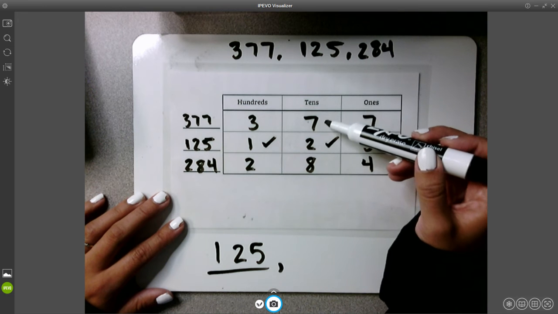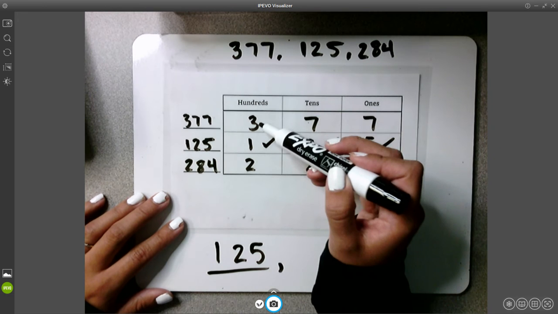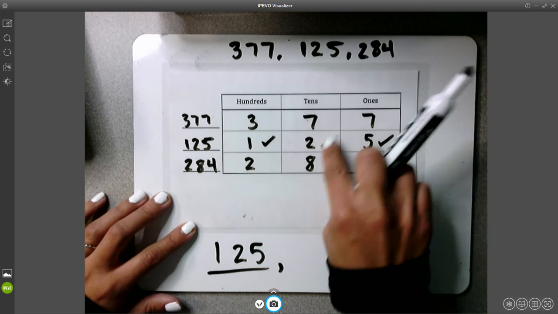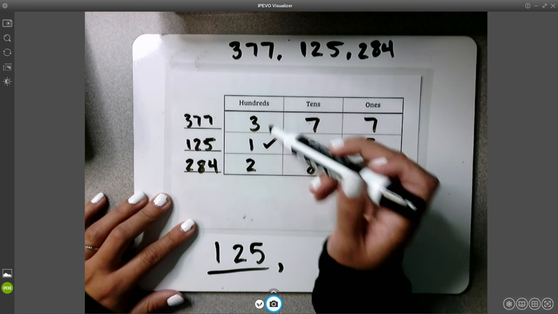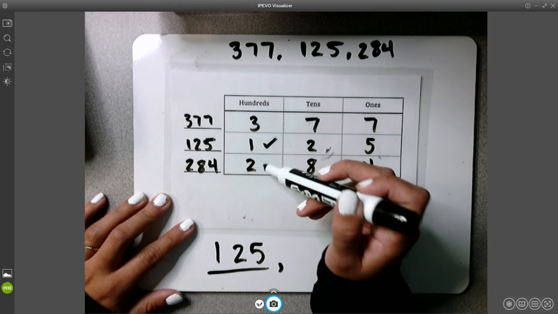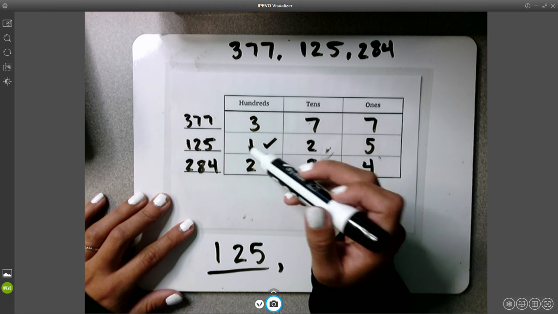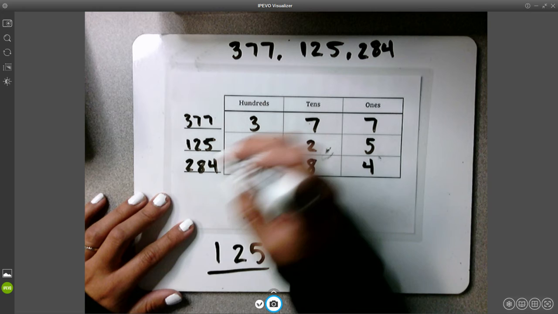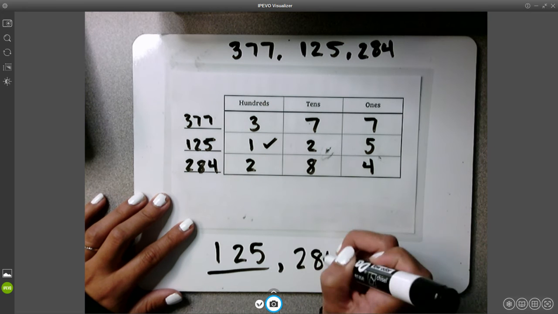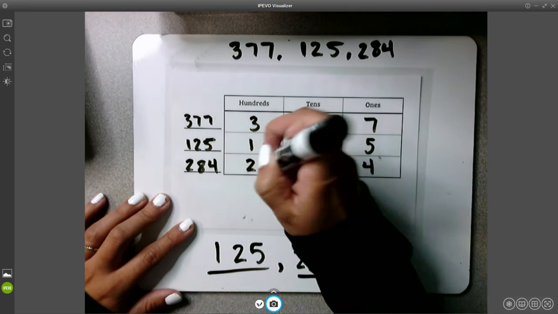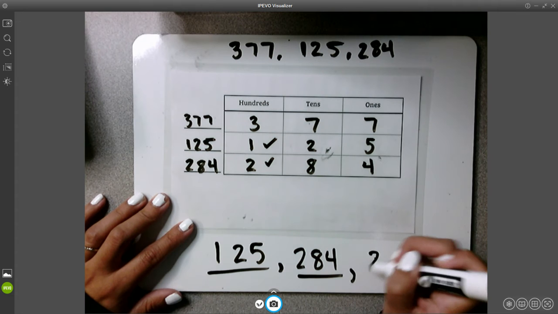Okay. Now I'm going to keep looking at my hundreds, and so I actually didn't need to check these. Now I have a 3 and a 2 left. So which one is the next smallest? My 2 is the next smallest. So that means this number is next, 284. Okay, check. And I only have one number left. I only have 377 left.